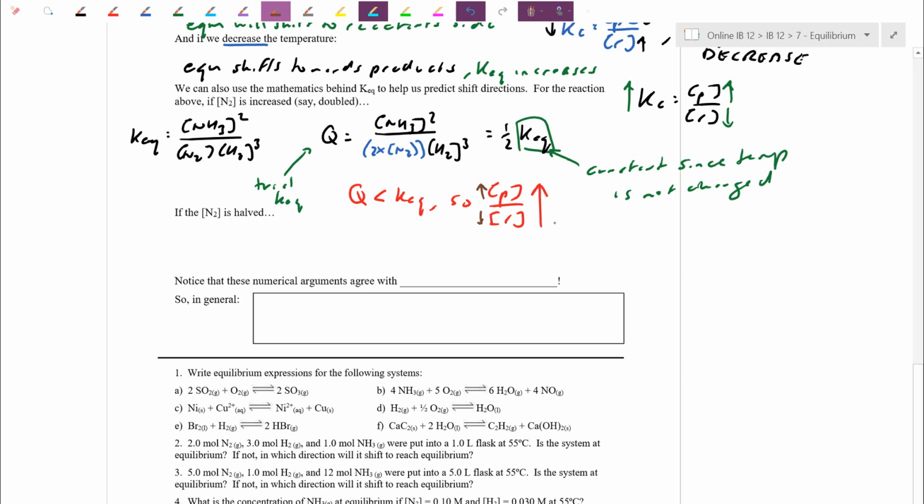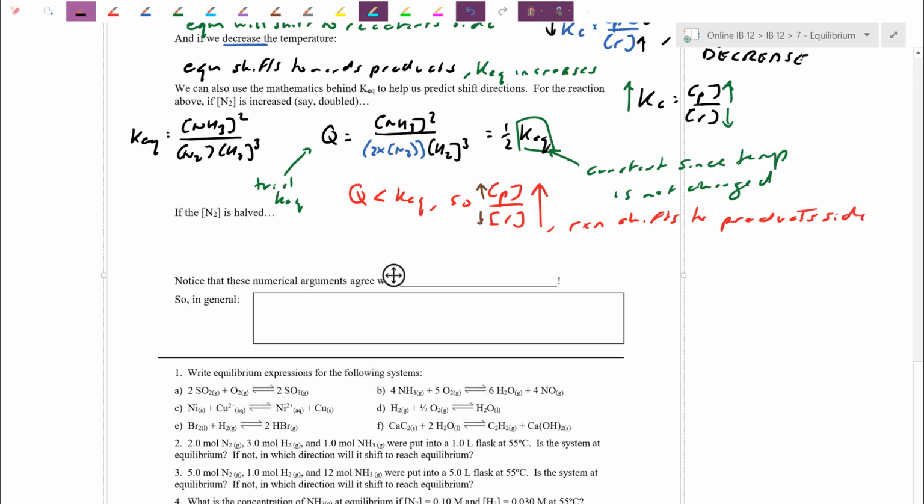So in this case here, we can say the reaction shifts to the product side. I need to make more products. And let's see if we can flip that logic around here. What if the N2 is halved?